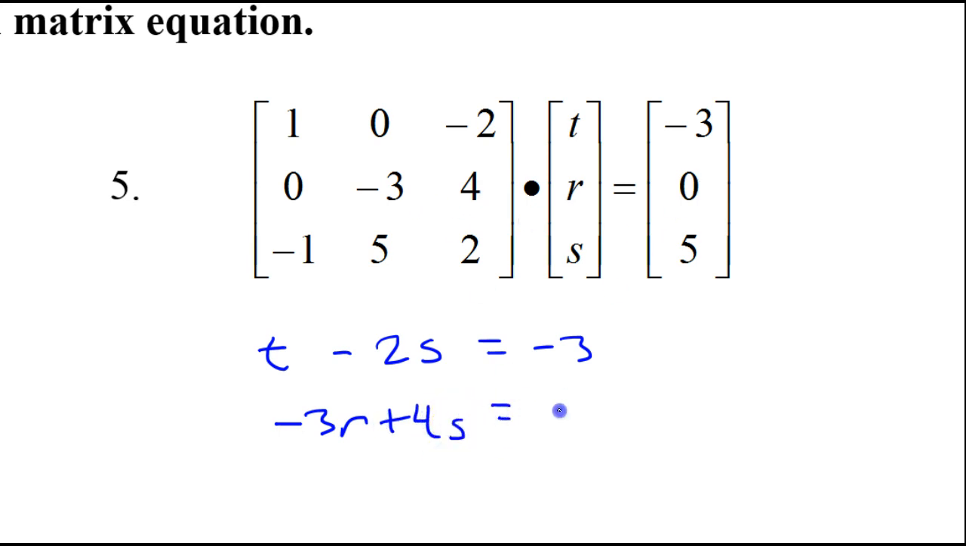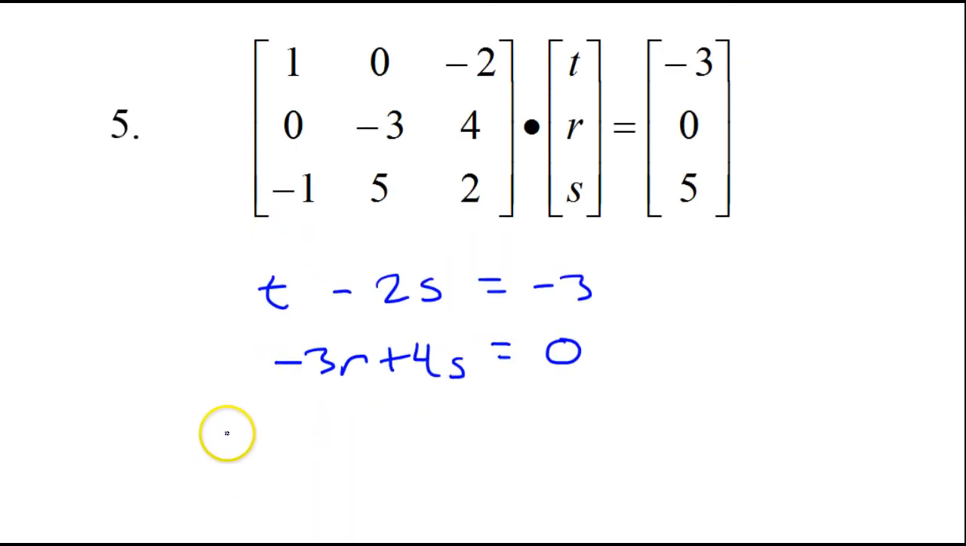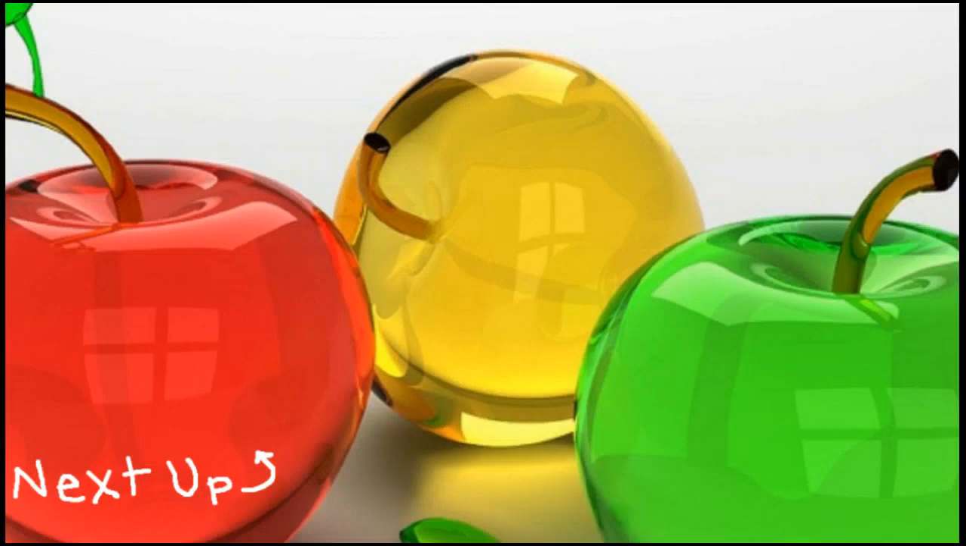is equal to 0. And then for the last row, we have all three variables. So I will have negative t plus 5r plus 2s is equal to 5. So there's a system of equations represented by this matrix equation.